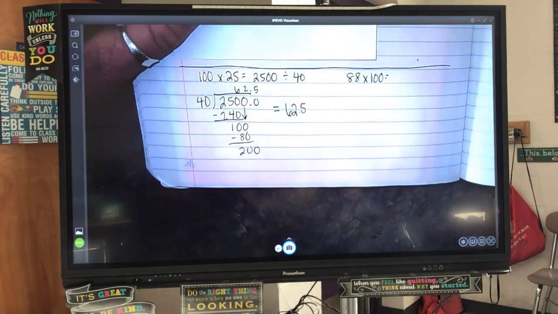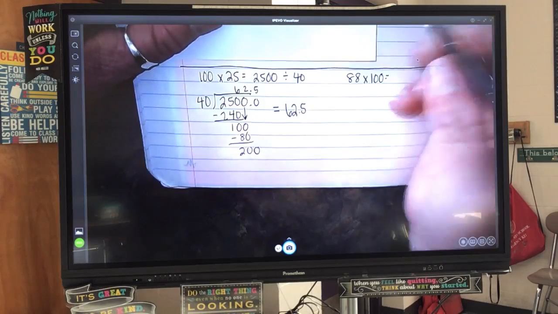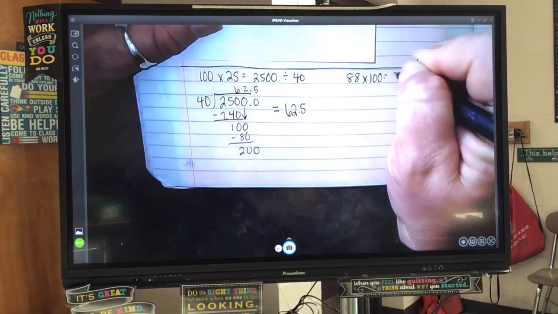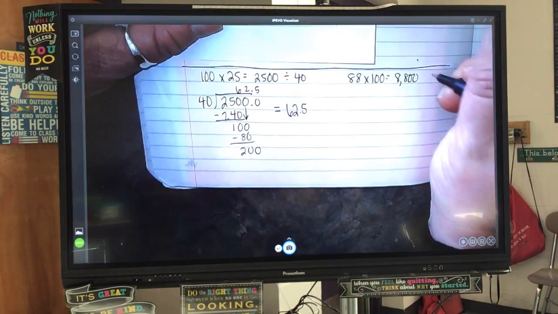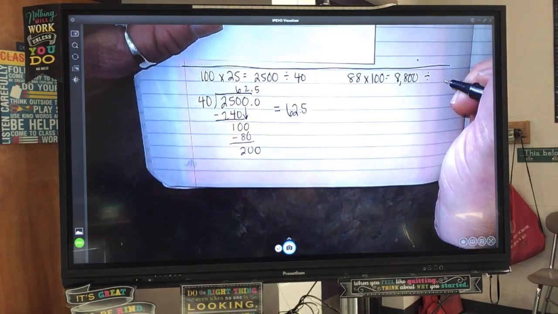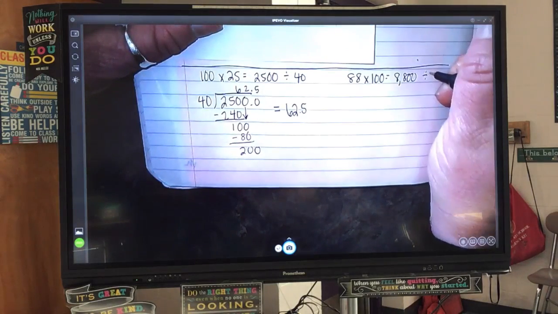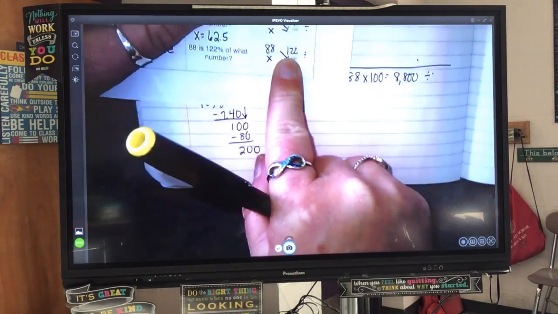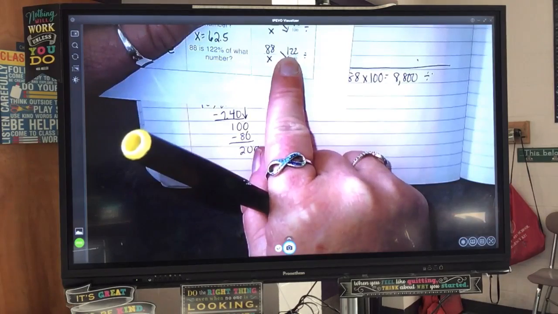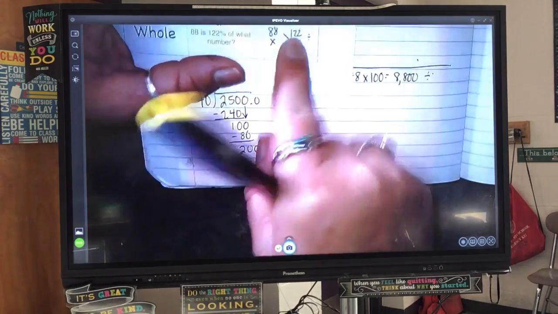Raise your hand when you get that answer. Camden, what did you get? 8,800. And Camden, what are we gonna divide that by? 100. Not 100, but 122.